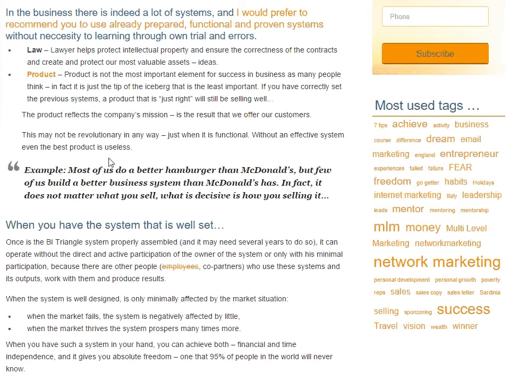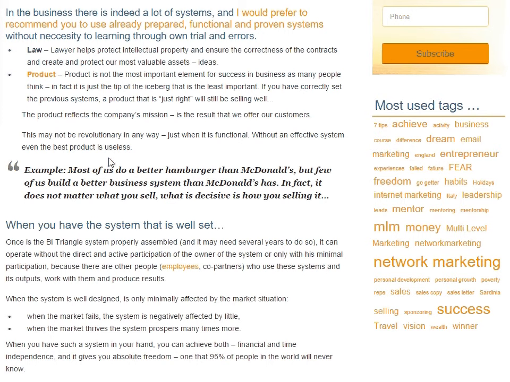Law. Lawyers help protect intellectual property and ensure the correctness of contracts, and create and protect our most valuable assets, ideas. Product. Product is not the most important element for success in business, as many people think. In fact, it is just the tip of the iceberg.